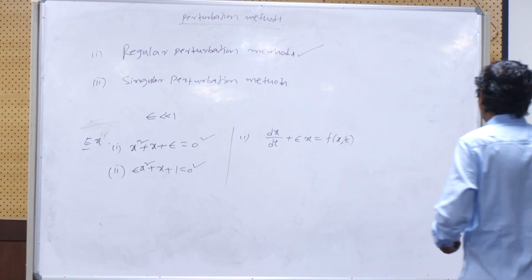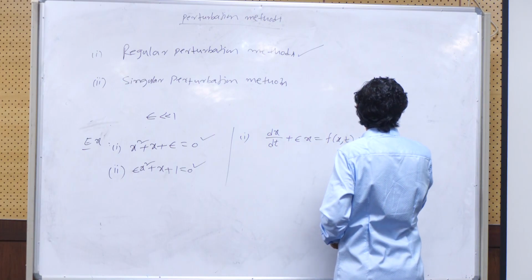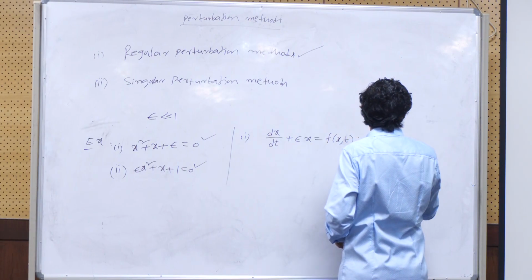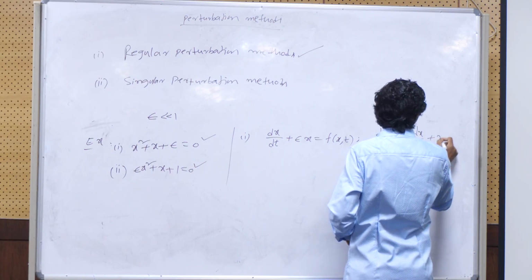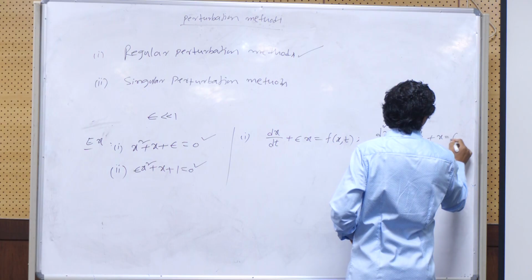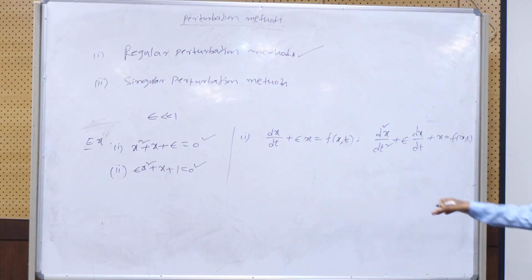And of course, we can have another type of example: d square x by dt square plus epsilon dx by dt plus x is equal to, for example, f, a function of x comma t. In this example, the epsilon parameter is occurring, but it is the quotient of the next lowest power derivative terms, right? Hence these two examples we can take as regular perturbed models.